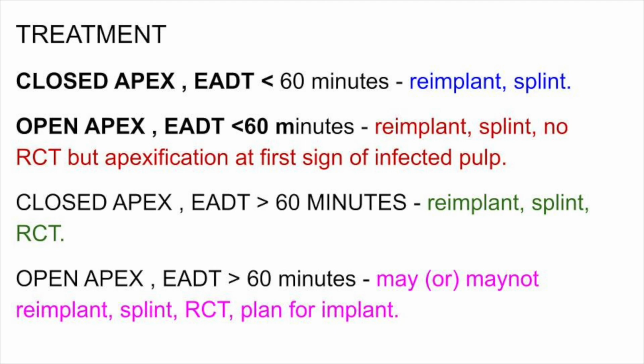Gently curette the blood clot out of the alveolar socket and irrigate with saline. Rinse the tooth with saline and reimplant it into the socket and splint it for 4 to 6 weeks. After 60 minutes of dry storage of an avulsed tooth, few periodontal ligament cells survive. Storage of an avulsed tooth in tap water is as bad as dry storage.